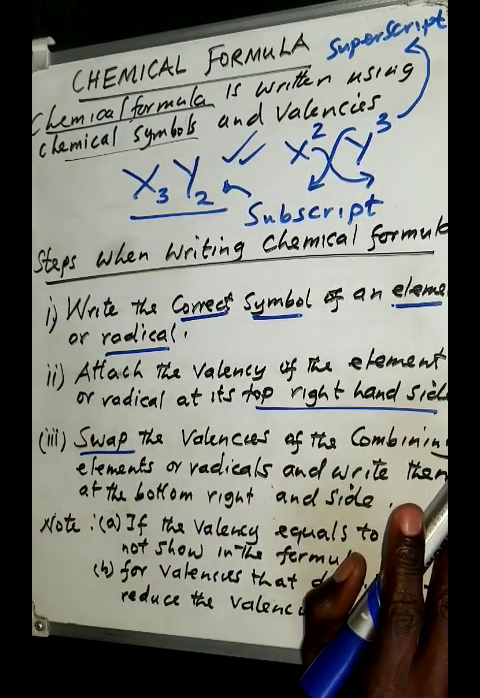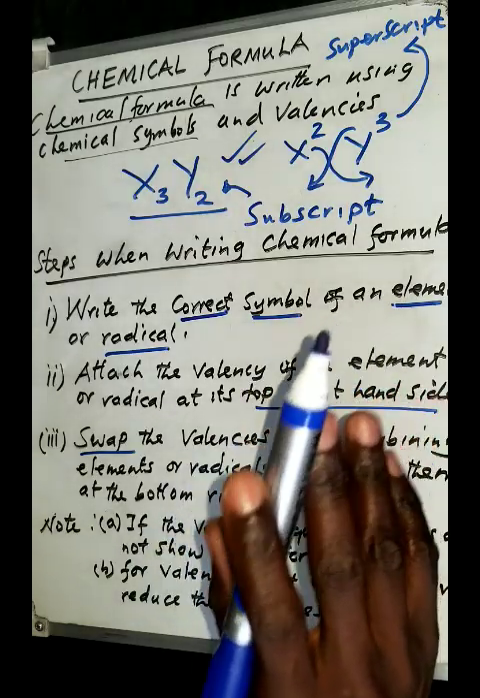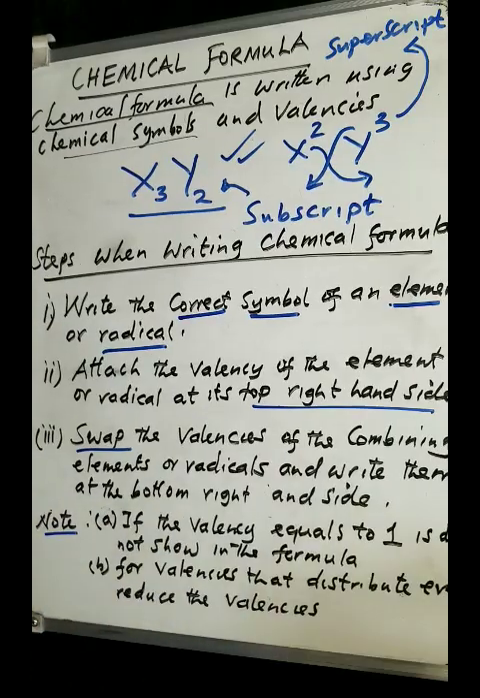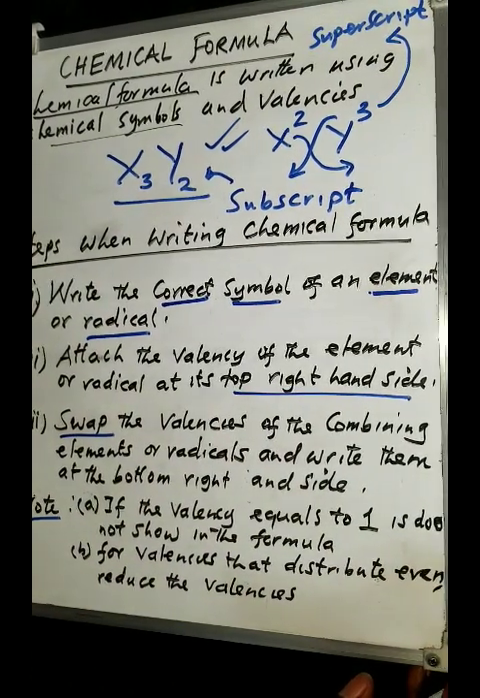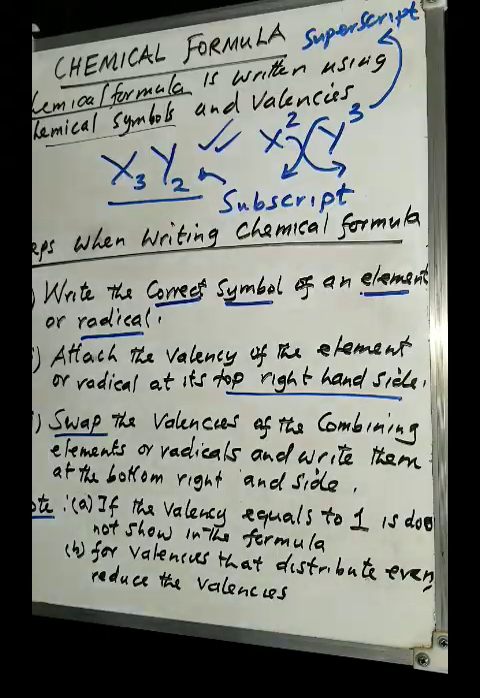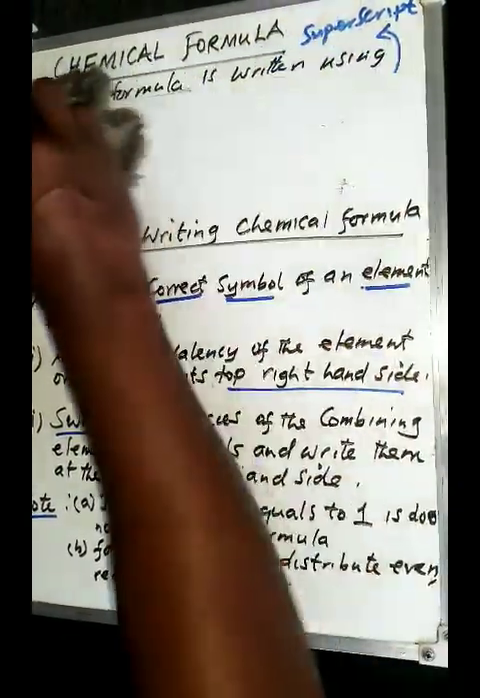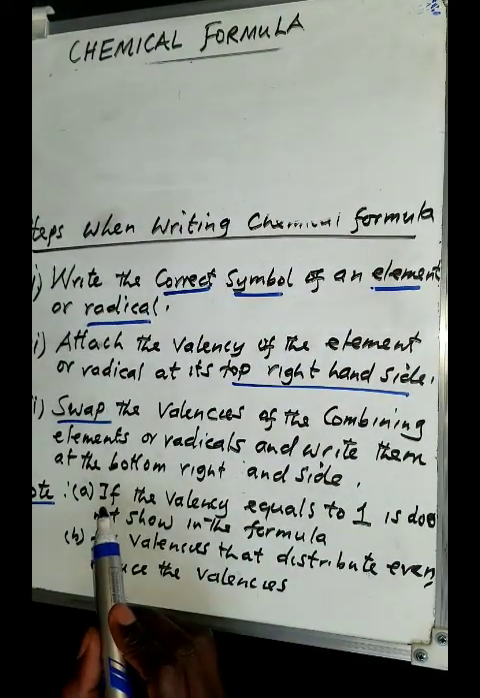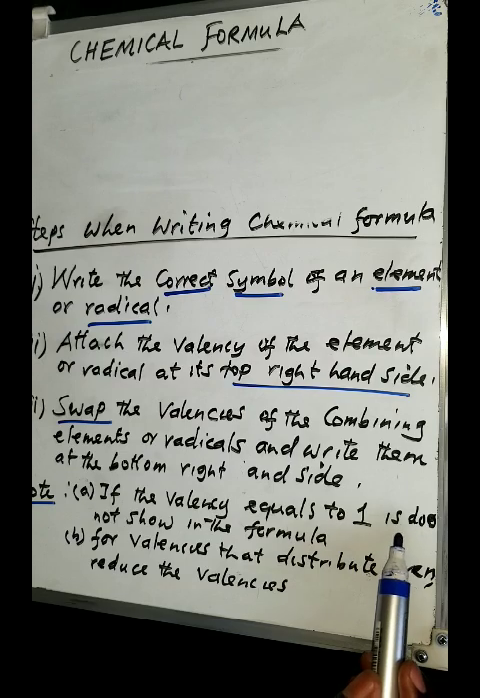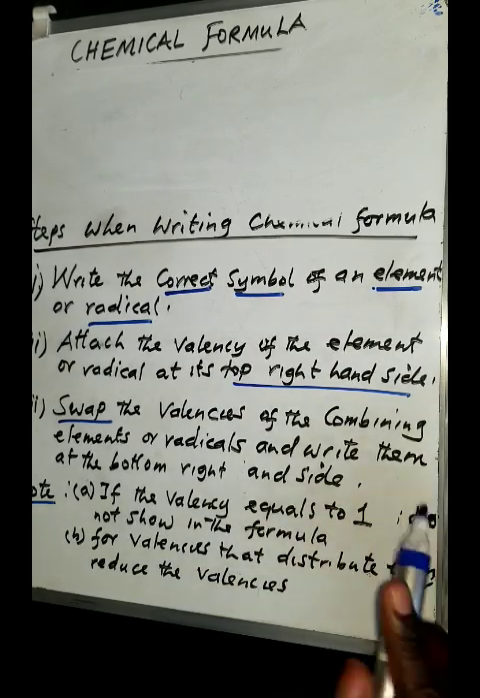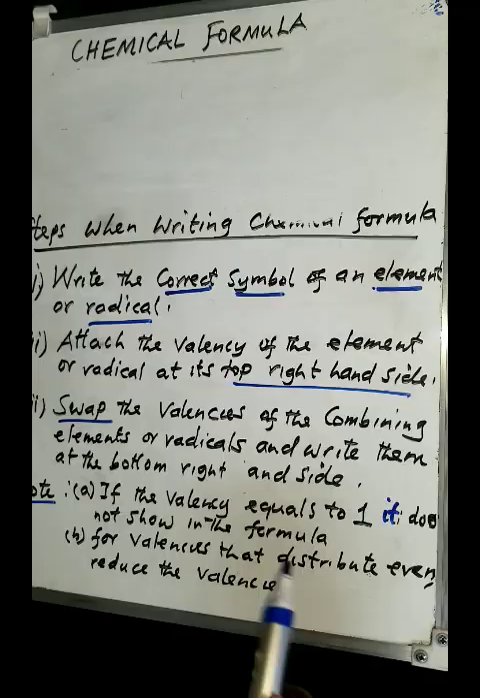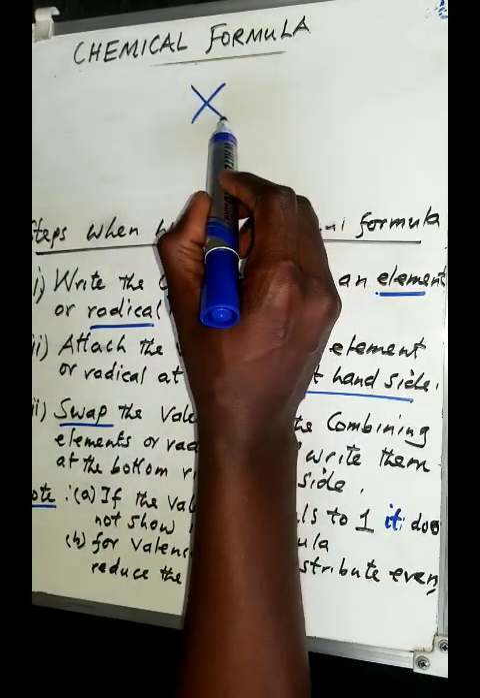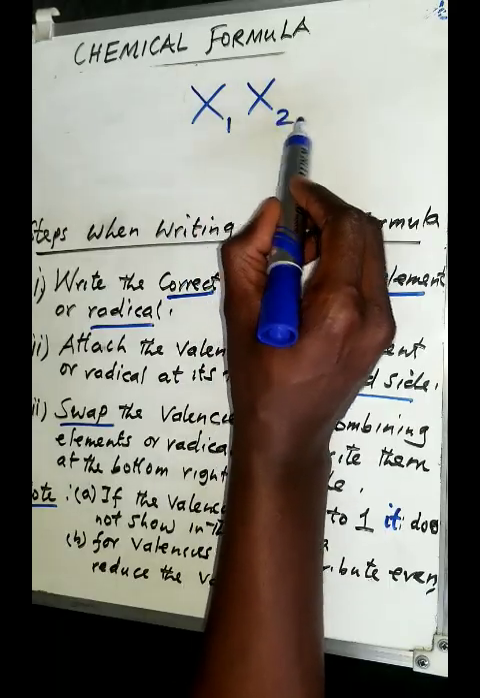But there are a few things that you need to take into consideration. There are a few incidences that you are going to be finding, and that is why I've put up a note there. It's very important for you to take note of this, because you are going to be applying it. As I look at those, I'll try to demonstrate right on top here to show you what exactly I mean. It says if the valence equals 1, it does not show in the formula. So if the valence is equal to 1, let's take for example, after exchanging you have a 1 here and maybe a 2 there.